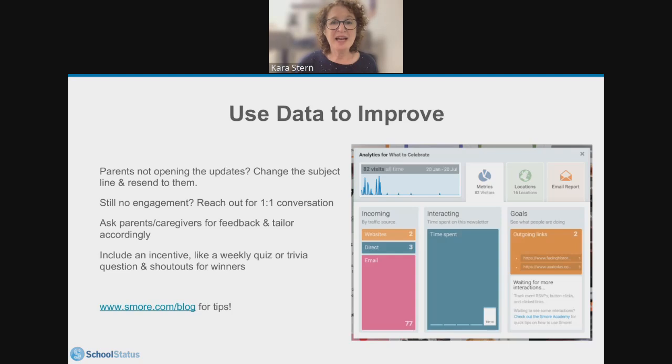And again, I talked a little bit about using data to improve, but I want to just double back to say that good communication is in partnership, in lockstep with data. When data says things aren't working, you want to look for ways to improve and you want to reach out.